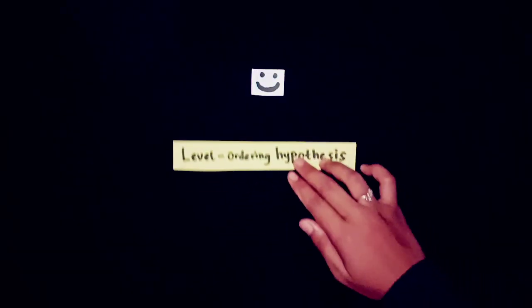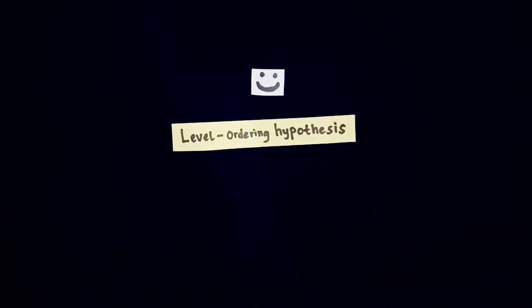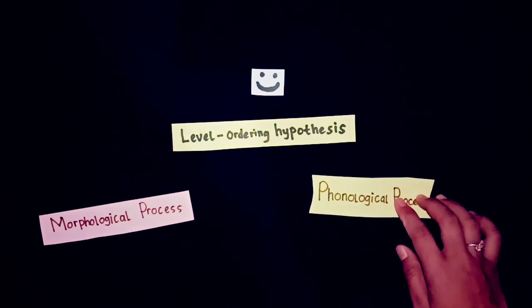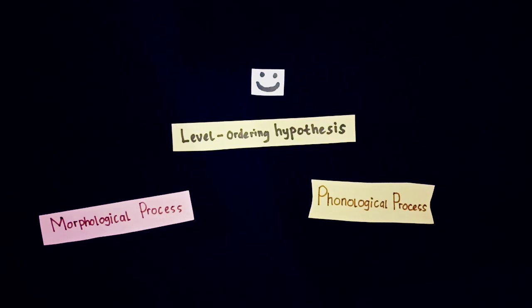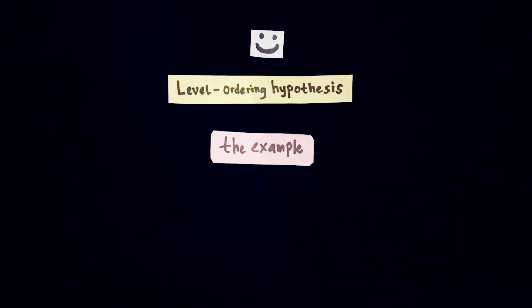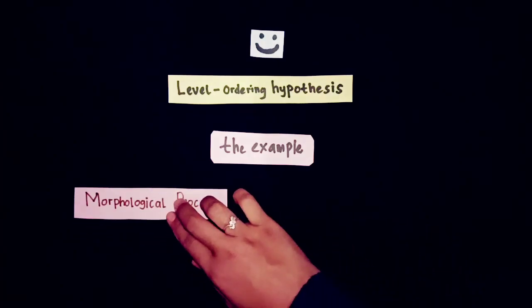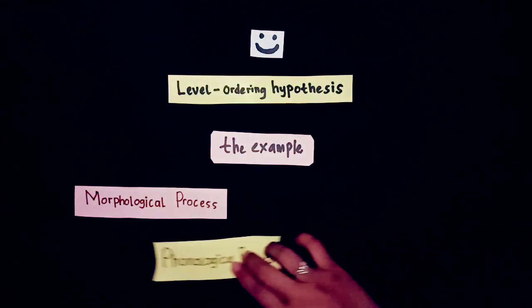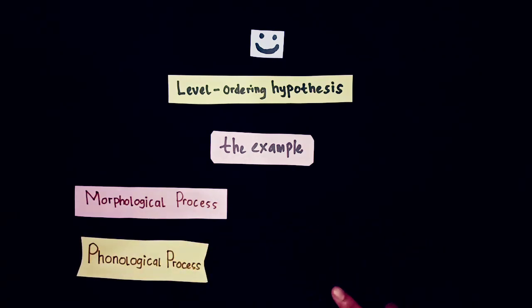Next point is level ordering hypothesis. This level ordering hypothesis talks about which is the first process between morphological and phonological process. So, the answer is it can be both. So, for example, at the first is the morphological process, and then at the second is the phonological process. This is generally found in nouns and verbs.